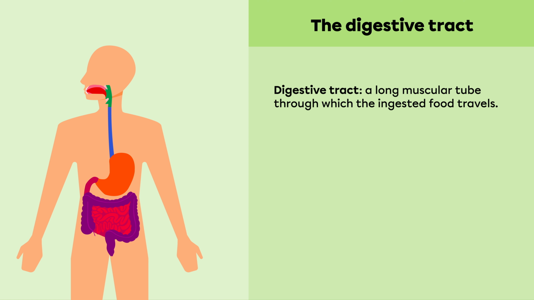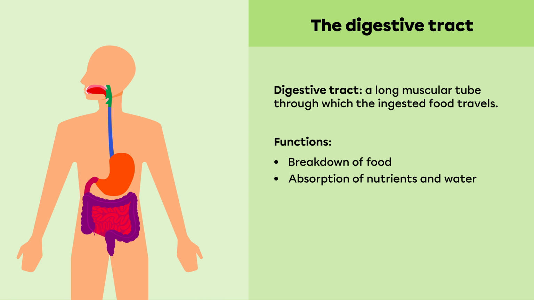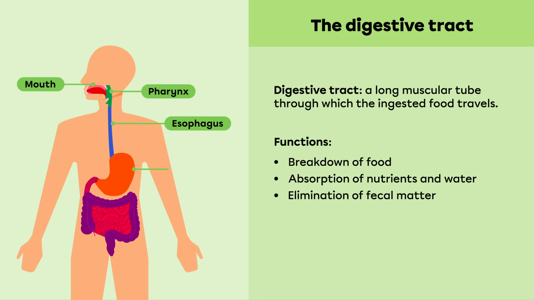The digestive tract is a long muscular tube through which the ingested food travels. It's composed of several organs and is used to break down food, absorb nutrients, and eliminate fecal matter. The digestive tract includes the mouth, pharynx, esophagus, stomach, small intestine, and large intestine.